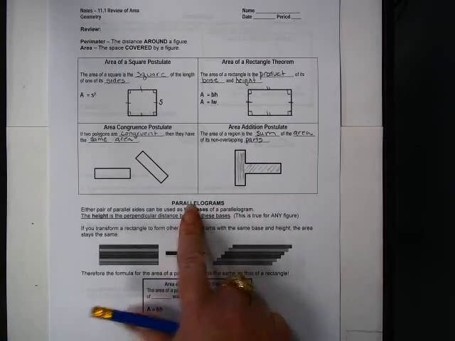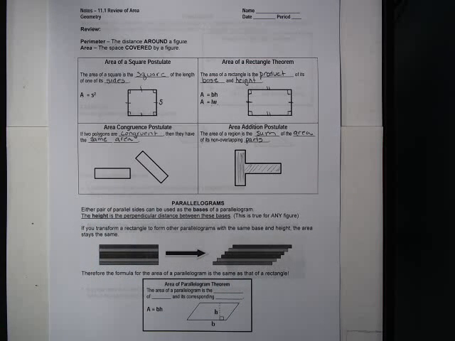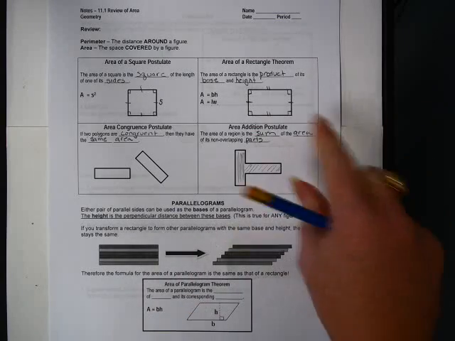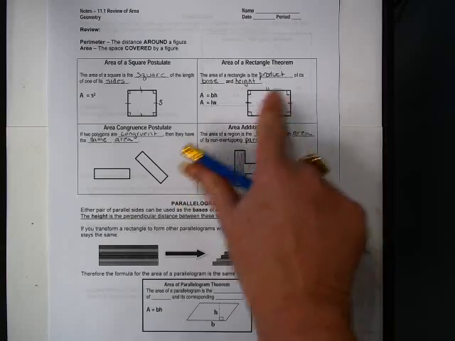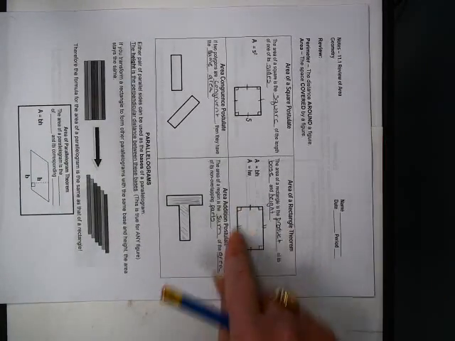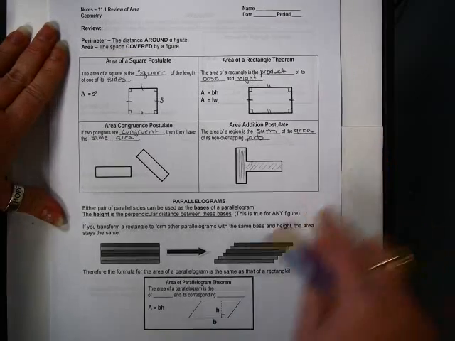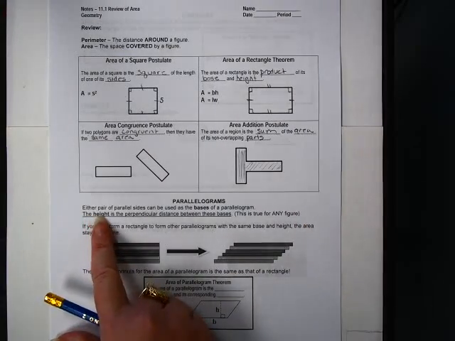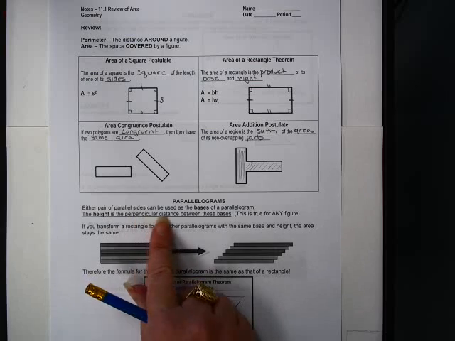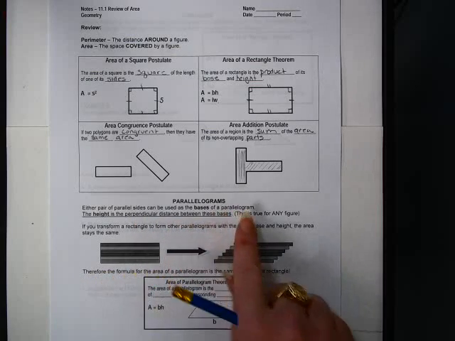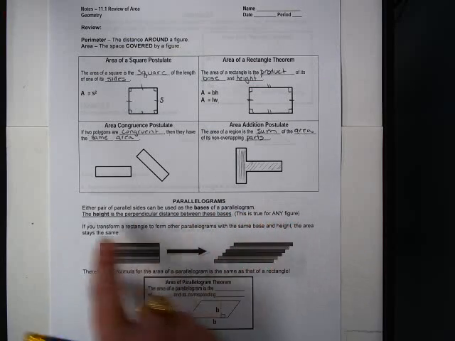Okay, parallelograms. Either pair of parallel sides can be used as the base of a parallelogram. So it doesn't matter if it's sitting like this up here, or if we turn the paper and it's sitting like this. Either one of those can be a base. Just like before, either one could be a length or the width. Okay, so here, the height is the perpendicular distance between the bases. This is true for any figure.